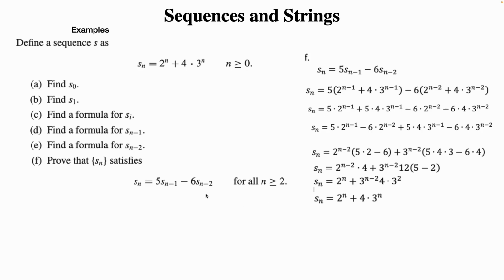Okay. This formula down here at the bottom, S(n) equals 5 S(n-1) minus 6 times S(n-2), is often referred to as a recurrence relation, which we talk about later on. And this is a solution to this recurrence relation. We go into that in greater detail in a later video.